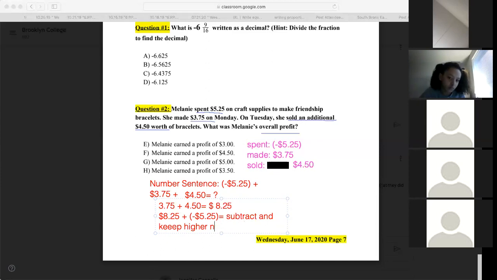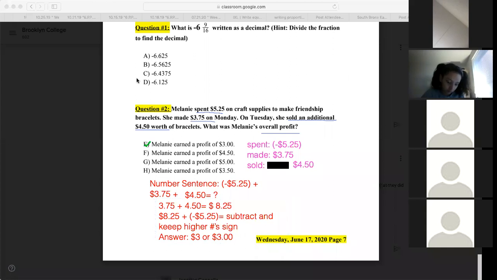I'm just going to put the number sign to make it easier. Higher number sign, which then means the answer is what now? How much is the profit? The answer is $3.00. So therefore, Chris, what answer should we all select on our paper? E, F, G, or H? Choice E. So Melanie made $3.